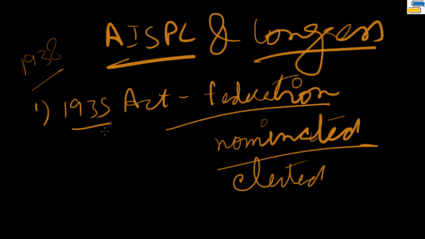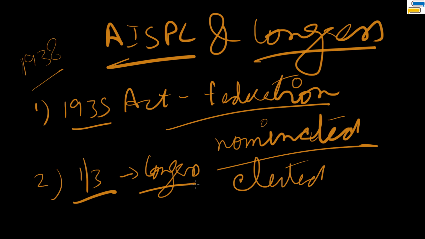And number two is that their total number would be one-third of the federal legislature. Because their number is so huge, the British would use these people against the Congress and the Indian national movement. That is why Congress objected to this also, right?